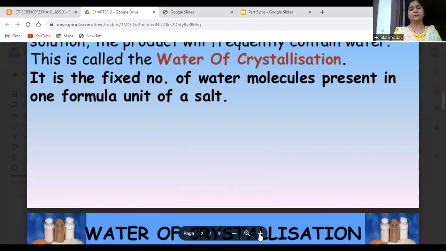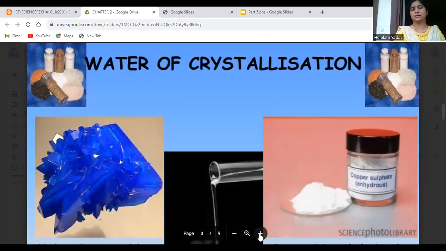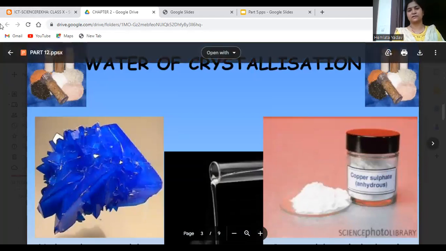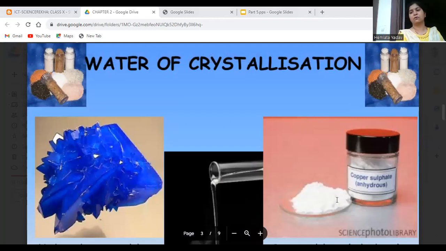ये इसकी डेफिनेशन है. Water of crystallization, like we are seeing here, the blue colored copper sulfate crystal. In that crystal, how it is made by the process of crystallization. And we are adding copper sulfate. It is white. You can see copper sulfate anhydrous is a white solid.